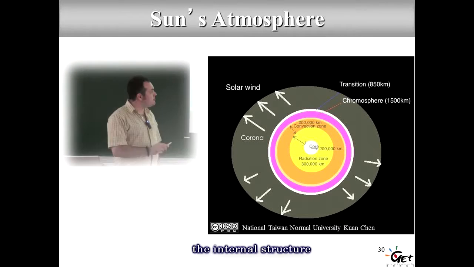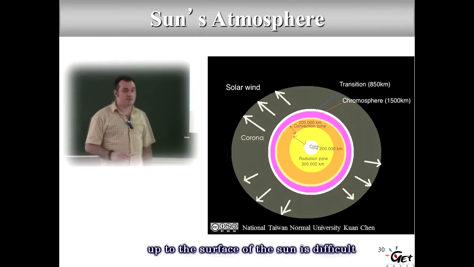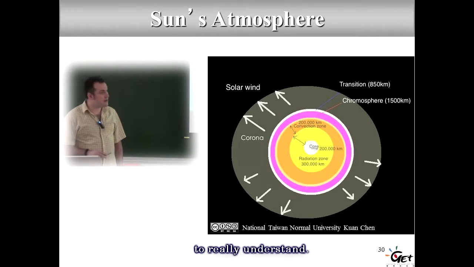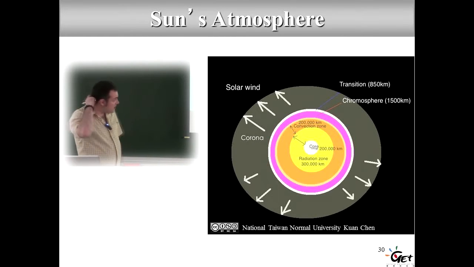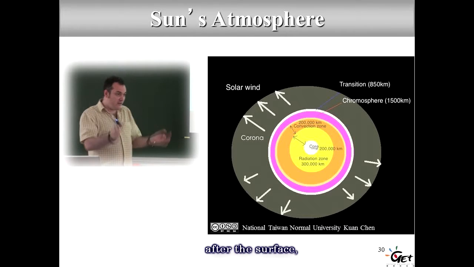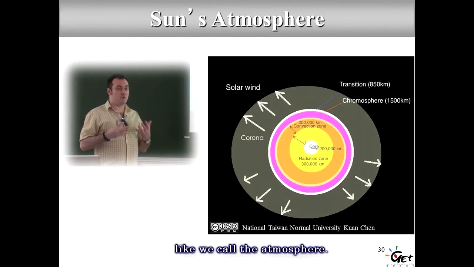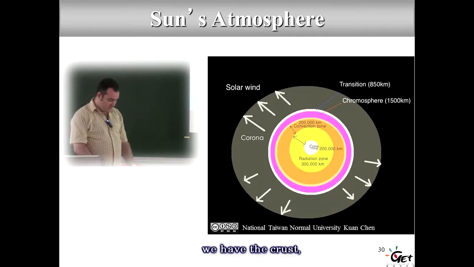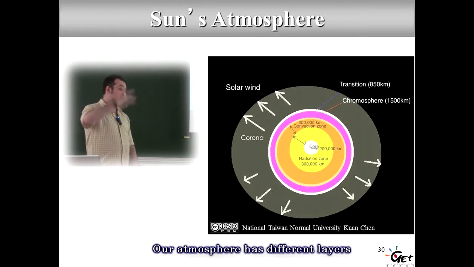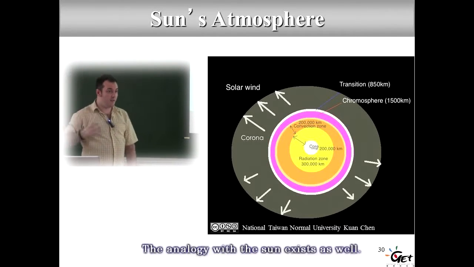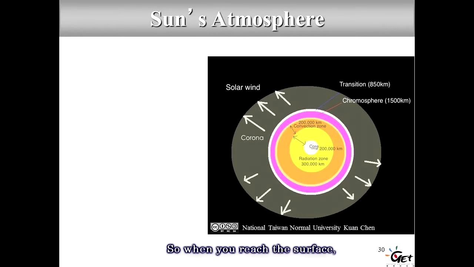So the internal structure up to the surface of the Sun is difficult to really understand, but we are starting to have probes thanks to those different techniques that I mentioned. The upper layer after the surface is what we call the atmosphere. You remember Earth: we have the crust, the upper layer, but above it there's still an atmosphere, there is air. And our atmosphere has different layers and composition as well. The analogy with the Sun exists as well. When you reach the surface, what we call the photosphere, the chromosphere, you still have an atmosphere of the Sun. So there are different layers.